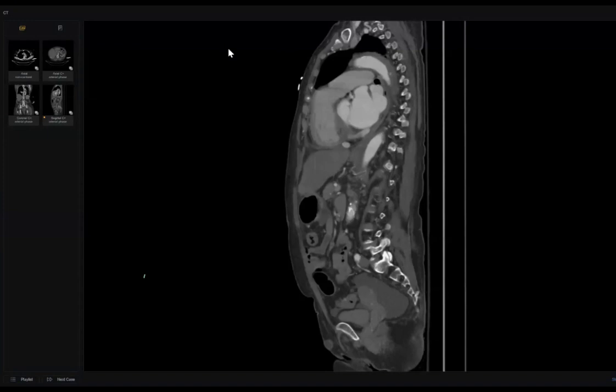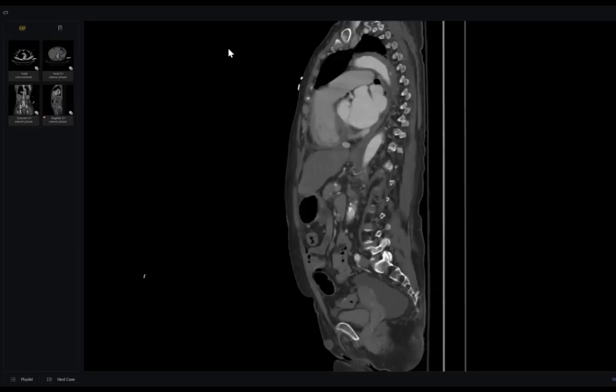Okay. What is your next step? Sir, as it is Stanford type A, I will send the patient to cardiothoracic surgery for further evaluation, and I will also request comparison with the previous reports if available. I will also look for end organ ischemia, but I cannot see any ischemia in the provided images.